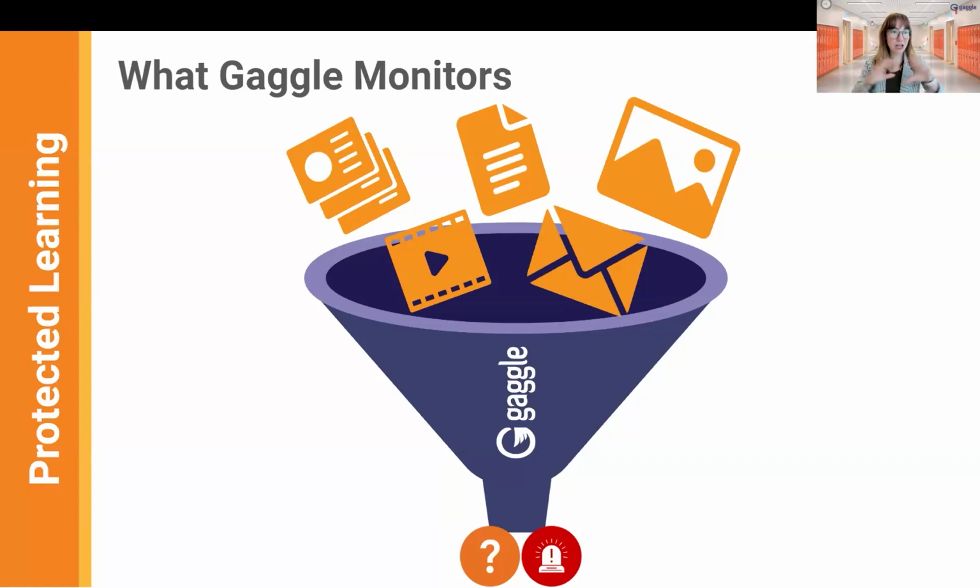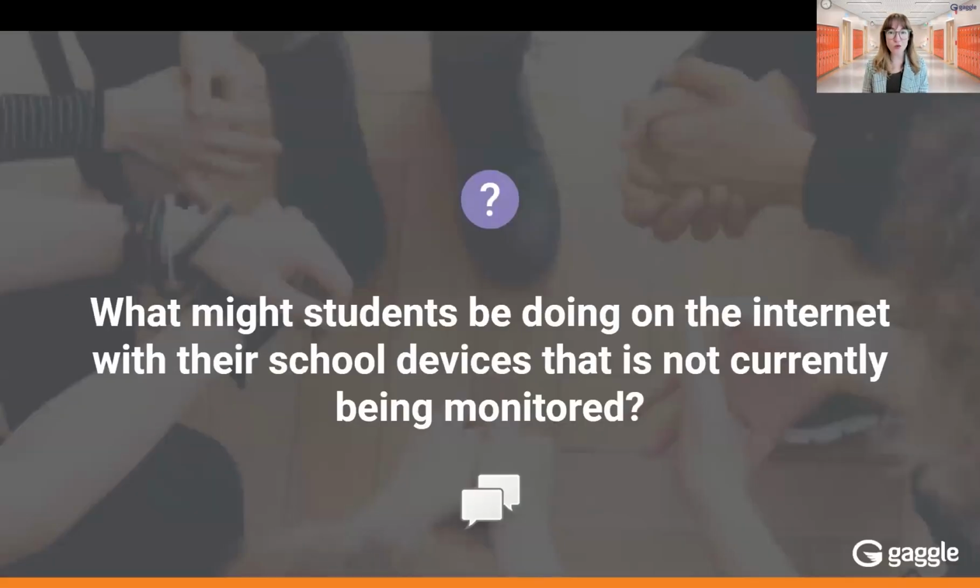And while we know that this covers, right, a ton of ground in terms of how your students are using their devices, there are still some virtual spaces where students may be engaging in destructive behaviors that we haven't been monitoring just yet. So I'd love to hear from you. In what ways might students be using their district issued accounts that hasn't been monitored before? So what might students be doing on the internet with those school issued devices that is not currently being monitored?